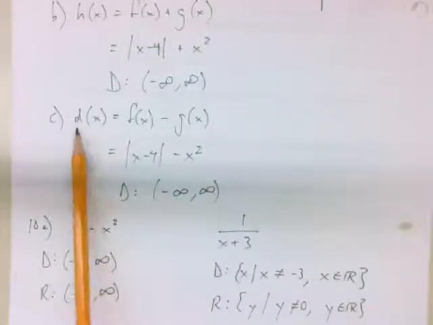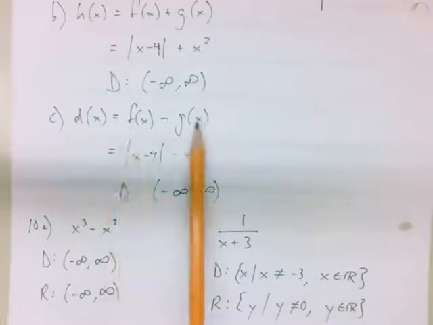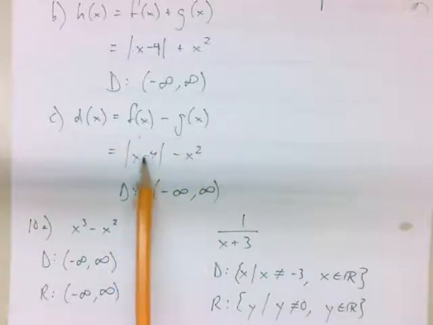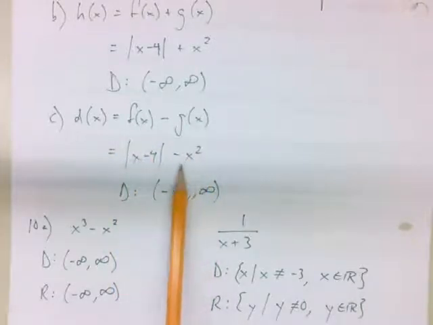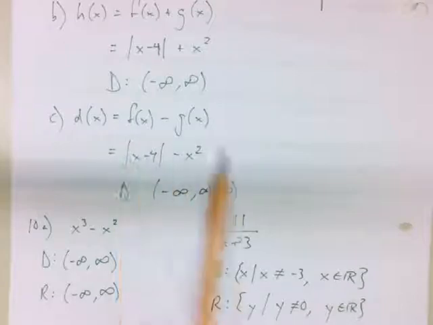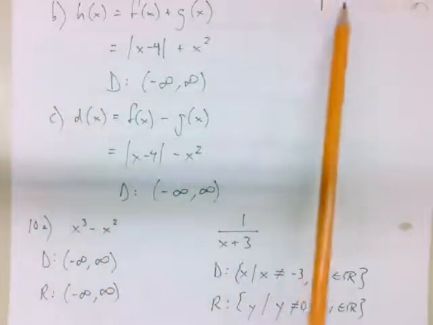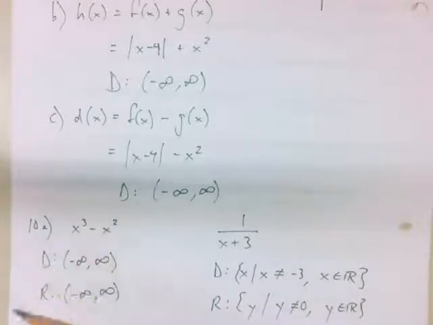Part C, it says d of x equals f of x minus g of x. You do the exact same thing. F of x is this, g of x is this, except we're subtracting it. We can't combine any further. Domain's the same. That was number 9 from page 281. Now I'm going to do 10.